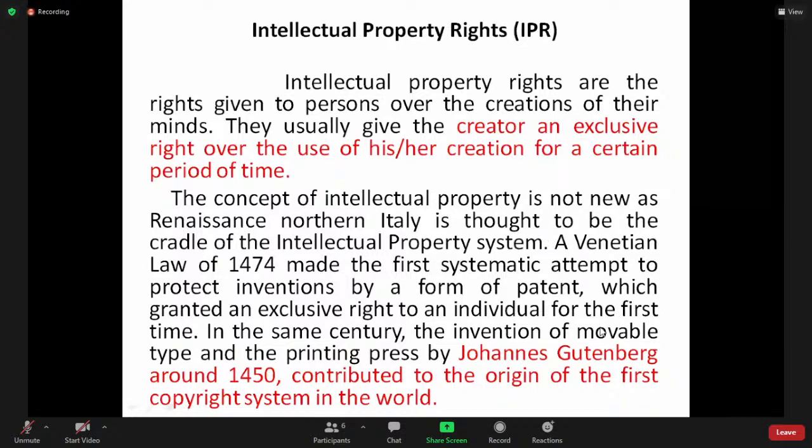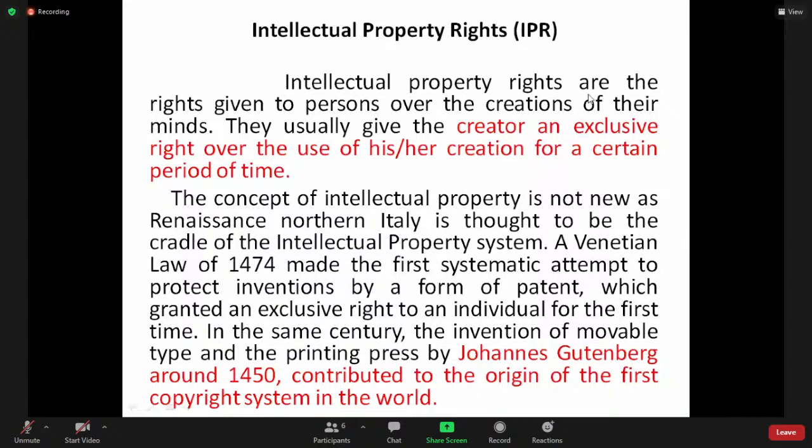There is a brief history regarding intellectual rights. We can go way back to 1474, when Johannes Gutenberg, around 1450, contributed to the origin of the first copyright system in the world, and he got the patent for the Holy Bible, known as the Gutenberg Bible in written form. So history goes way back to 1450.